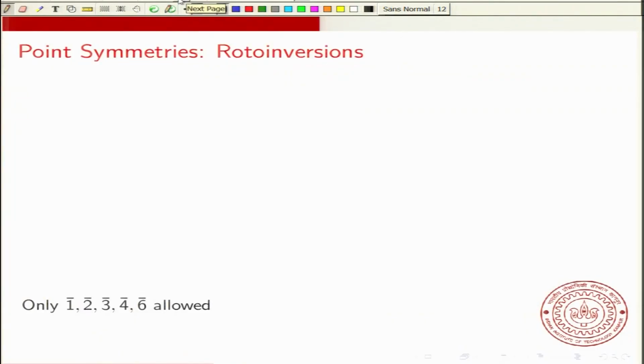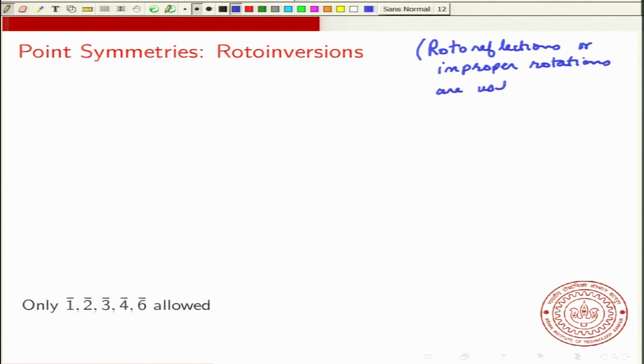Now, the last symmetry operation I am going to talk about is rotoinversions. Okay. Now, notice that I mentioned that we will not talk about rotoreflections, or improper rotations. These are useful for molecules, but for solids we use rotoinversions. Okay. So, what is a rotoinversion?